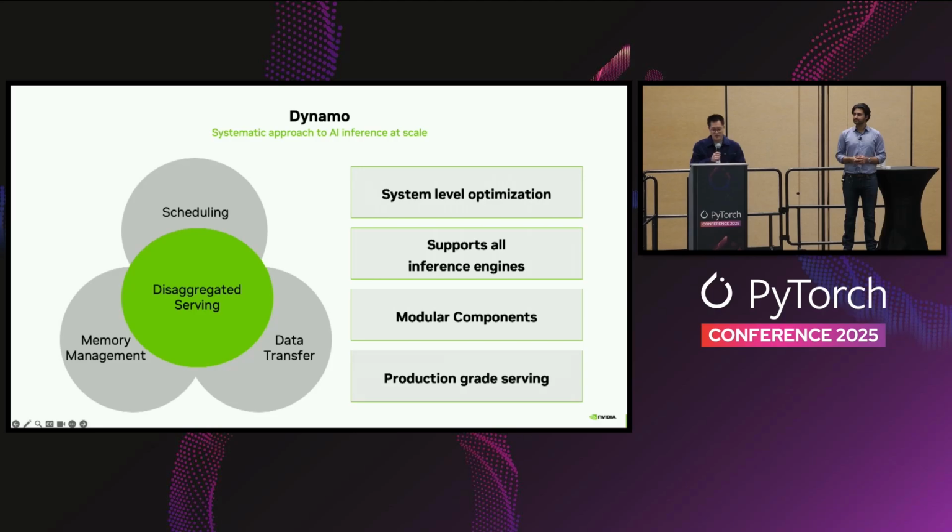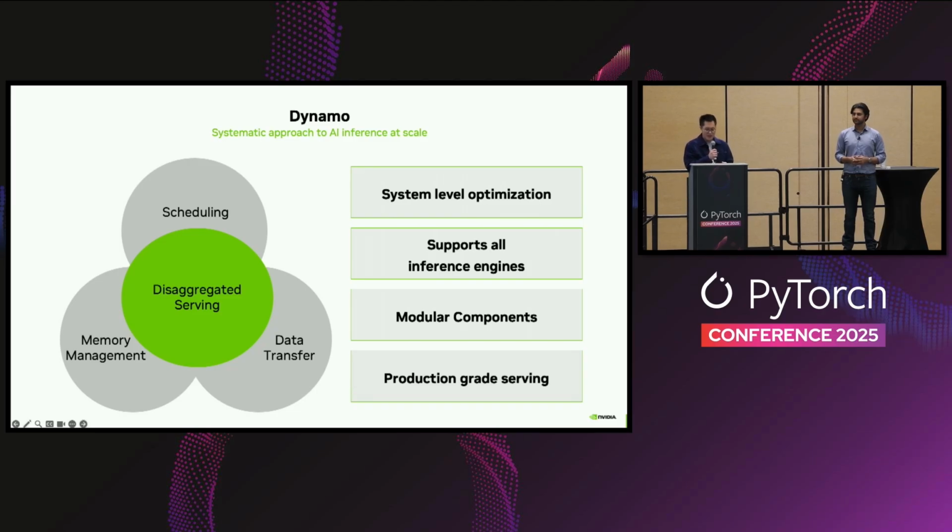Dynamo is designed to provide a robust foundation for crucial operations like scheduling, memory management, and data transfer. This foundation enables us to build powerful additional optimizations, including a high-performance tokenizer, router, planner, and an advanced KV cache manager. Crucially, Dynamo is modular and is designed to support all major inference serving engines, including TensorRT-LLM, vLLM, and SGLang. Its components can be composed into a comprehensive solution or can be used standalone.